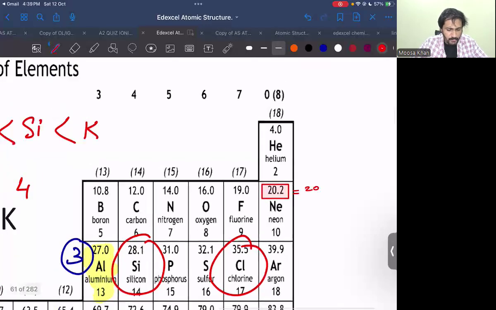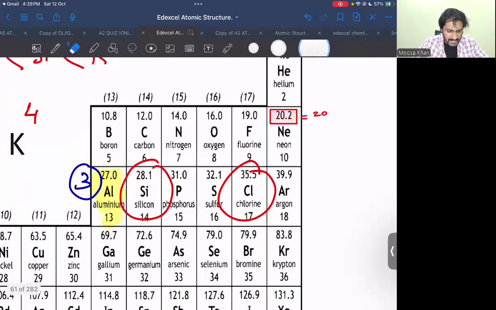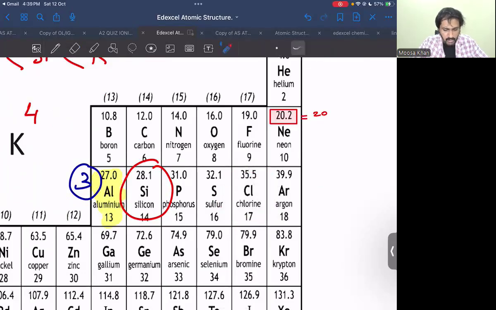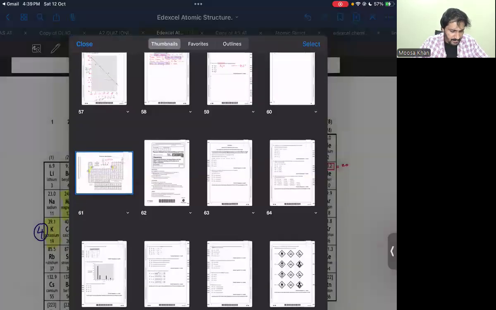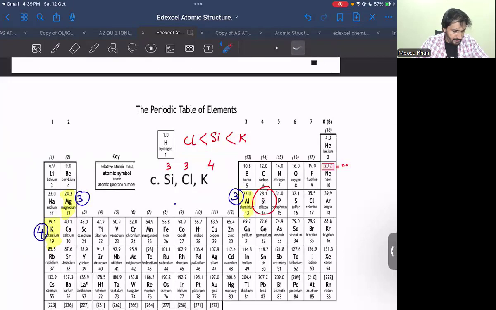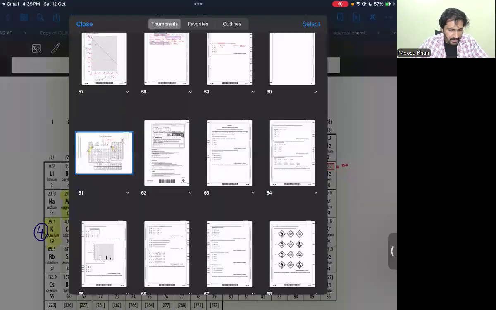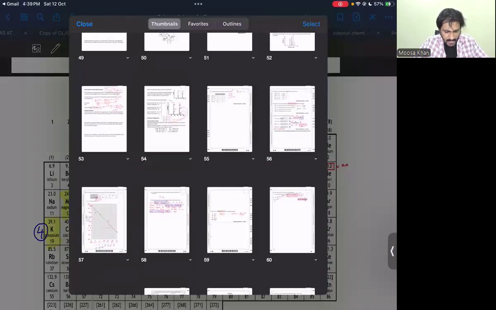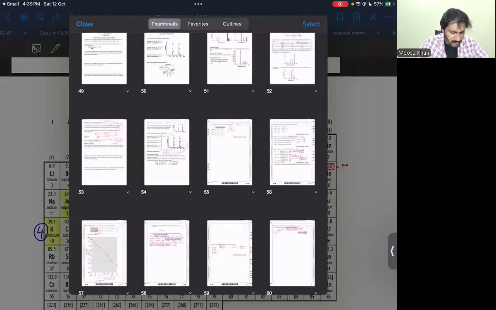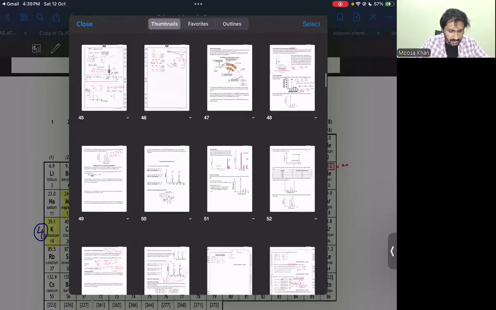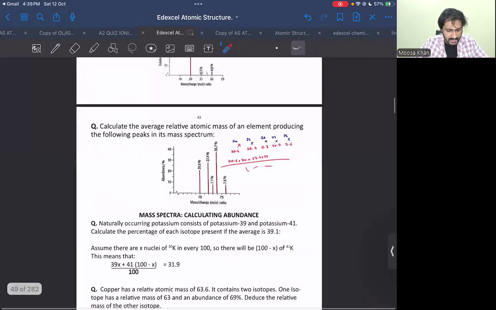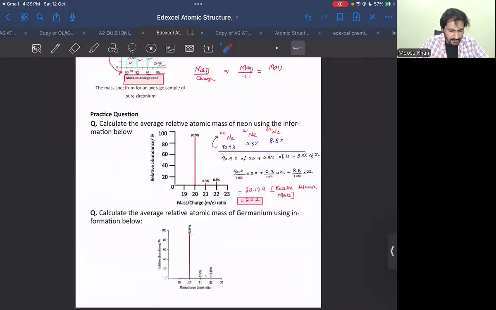If you see most of the elements, they have their masses in decimals up to 1 decimal place. It means most elements have isotopes, and their quantity may be 2 or more than 2. Getting my point? Sometimes we call it average relative atomic mass, and sometimes just relative atomic mass. We will study more about relative atomic masses in the chapter on moles, but for now you should practice enough to calculate the relative atomic mass if the mass spectrum is given.